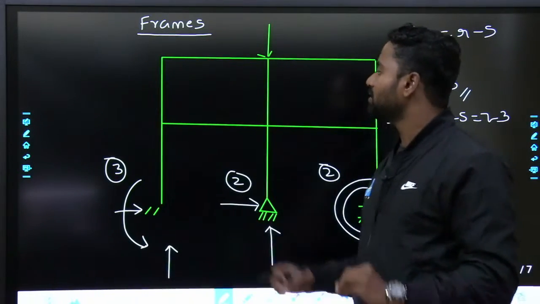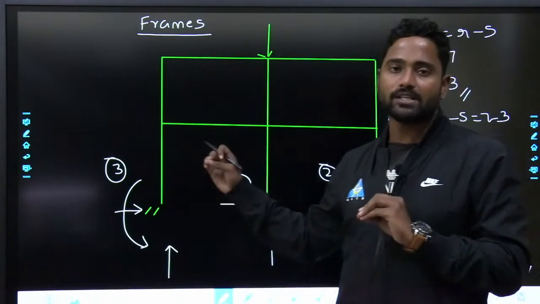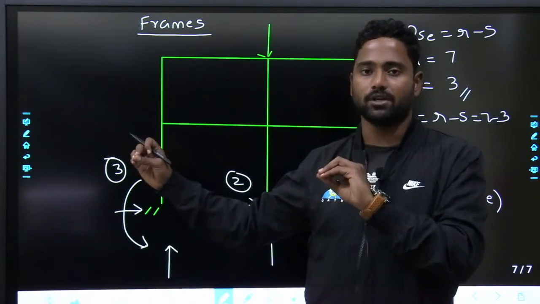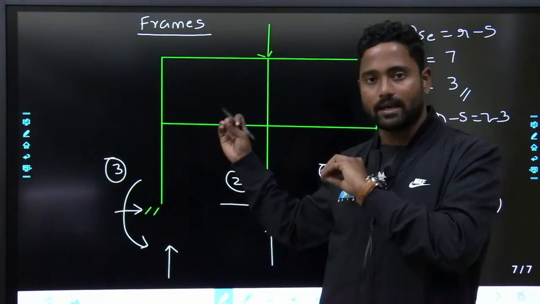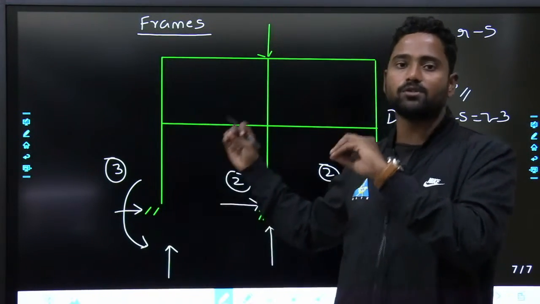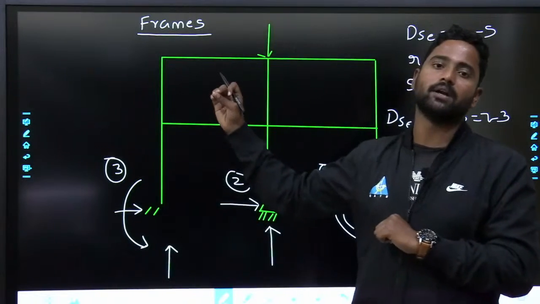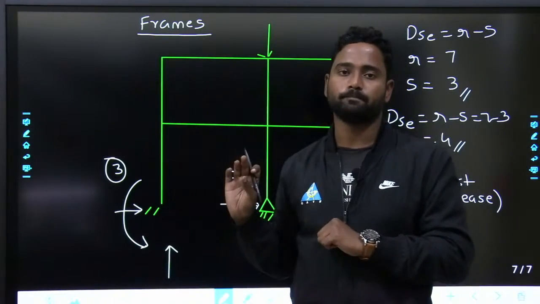Once again I am saying, frames. The difference between trusses and frames is, a truss is an axial member, it will take tension or compression, but frames take tension, compression, shear force, bending moment, everything. Frames are the members which can bend, but trusses will never bend.